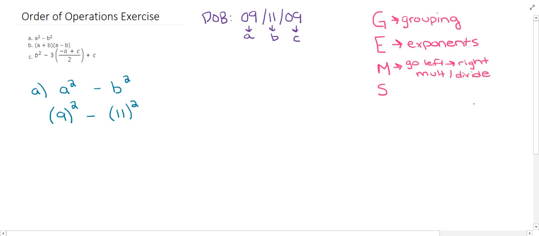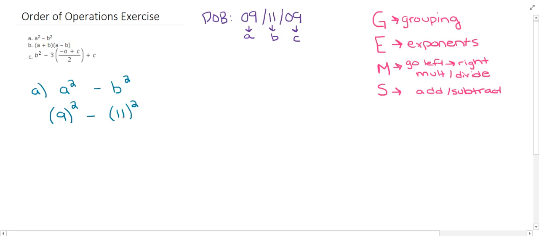So you do not have to multiply before you divide. If division comes before multiplication left to right, you would do that. So you're going left to right. And same thing for add and subtract. So left to right is again, and we're going to add or subtract left to right, whichever one comes first. Okay, so let's go back to our example here.